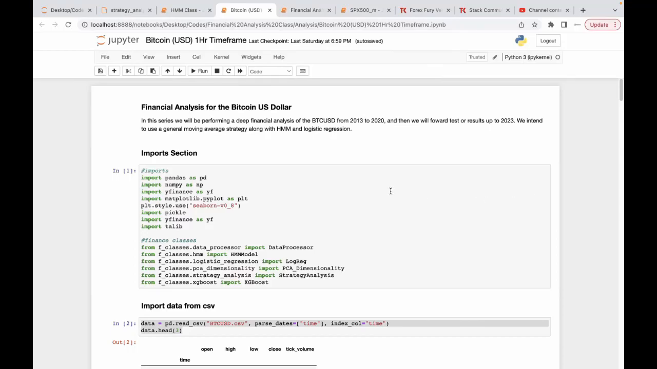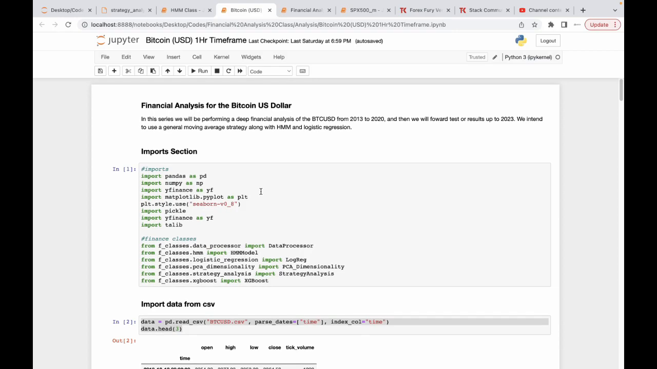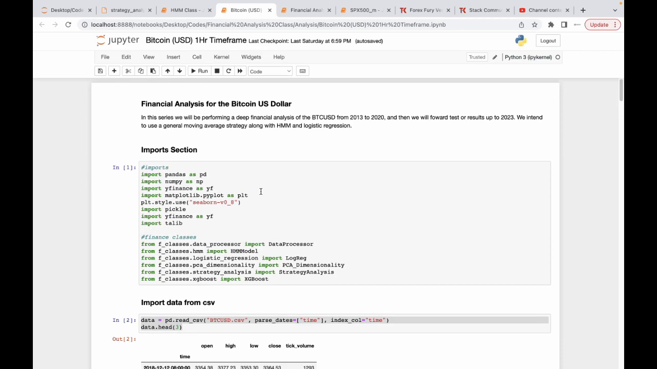Hey guys, so I just want to walk you through a code here that we're currently running for the BTC US dollars. So this is a financial analysis for the BTC US dollars, not the USDT. Okay, so we are basically creating a simple strategy and then we are trying to improve on the strategy using machine learning technique.